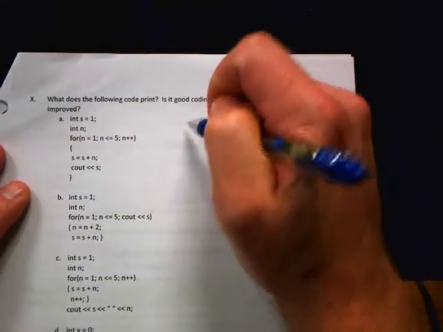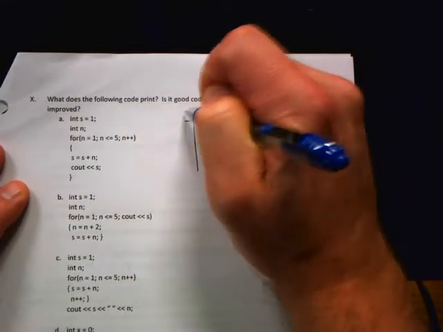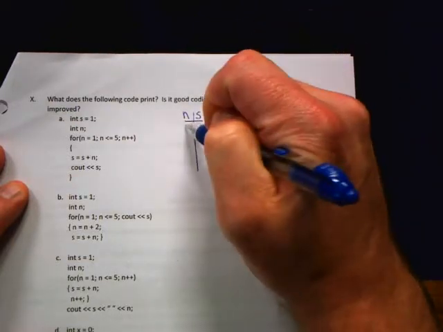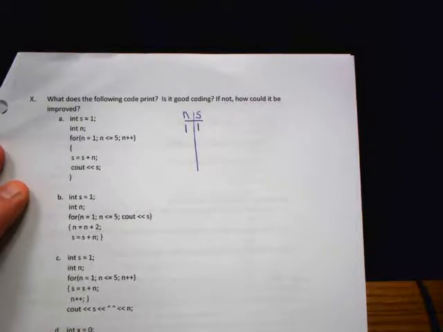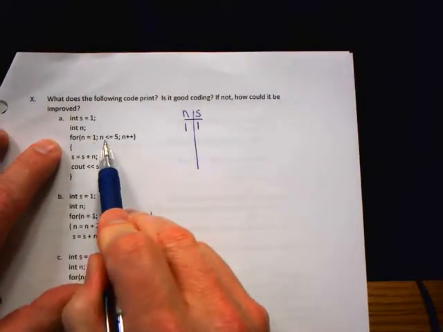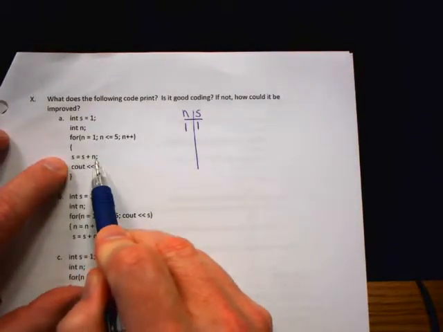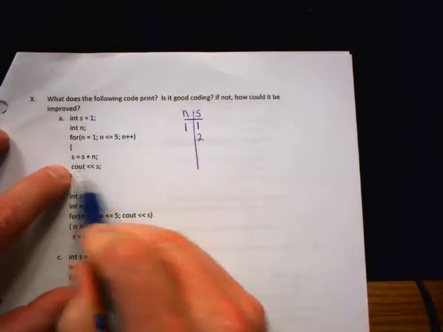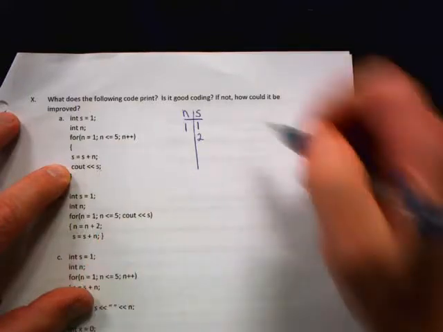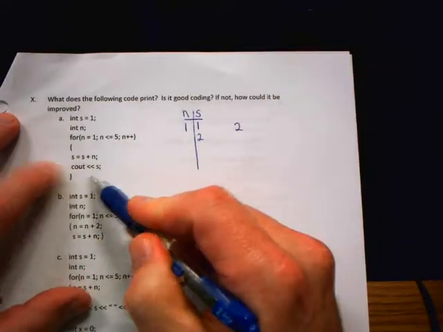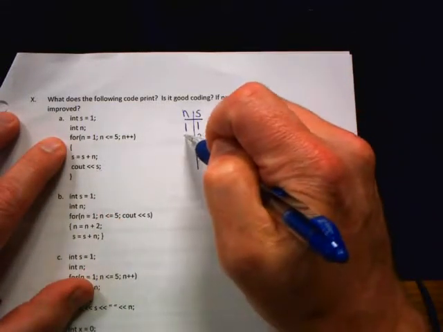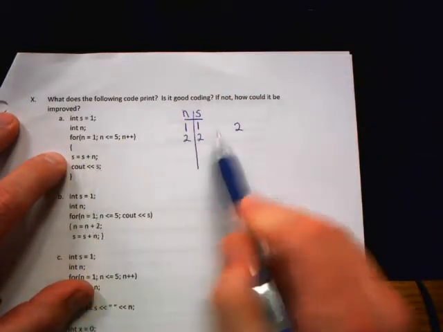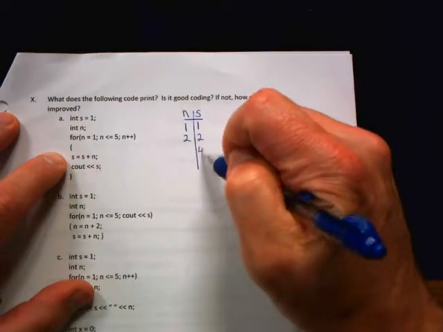Well, I think it would help if we built a little table here. We're going to have n, we're going to have s. S starts at 1, n starts at 1. So n is 1, we come into the loop, s equals s plus n. So s is going to be 2, and then it's going to print 2. And then we jump back. N becomes 2. We add s equals s plus n, so 2 plus 2 is 4, and it prints 4.